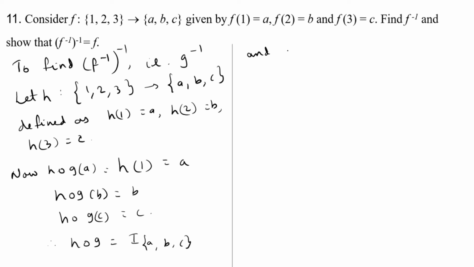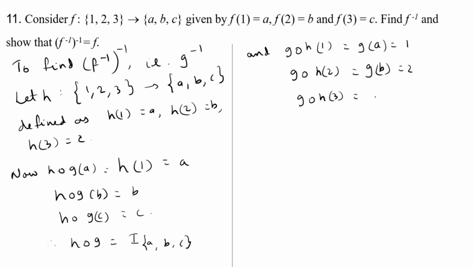And now let us take G of H of 1. So G of H of 1 is equal to G of A, since H of 1 is A, and G of A is equal to 1. G of H of 2 is equal to G of B equal to 2 and G of H of 3 is equal to G of C is equal to 3. So therefore G of H is equal to the identity function on the set {1, 2, 3}.